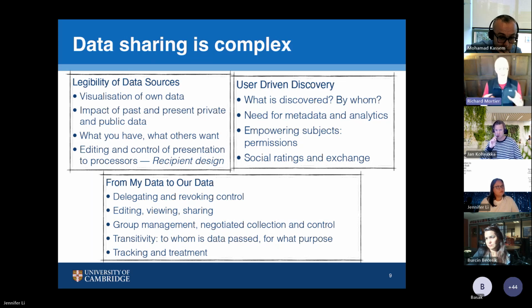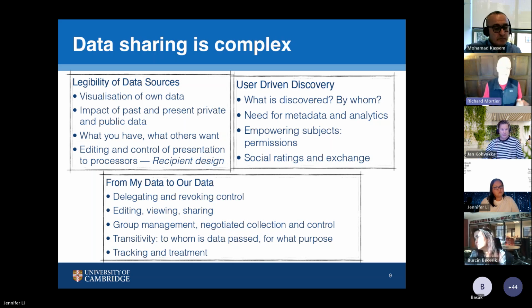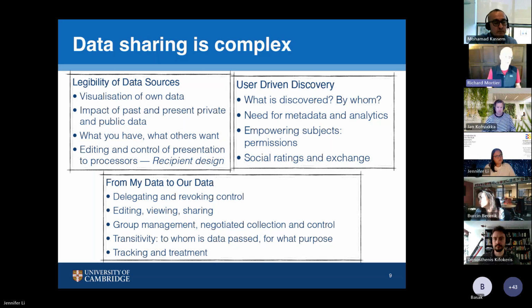The second set of challenges were around user-driven discovery. So basically, who is discovering what about whom? Who is discovering and how are they discovering? What data sources exist about you, or about this building, for example? How do you make those data sources available for consumption in such a way that people have to make appropriate requests to get access, but they can still find out what there is to ask for access to?